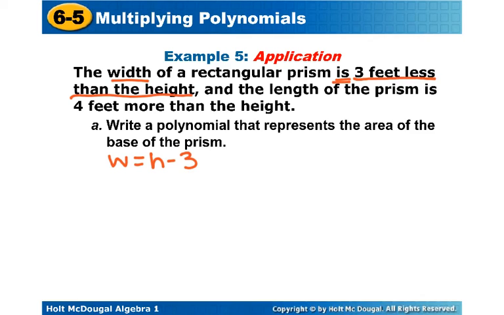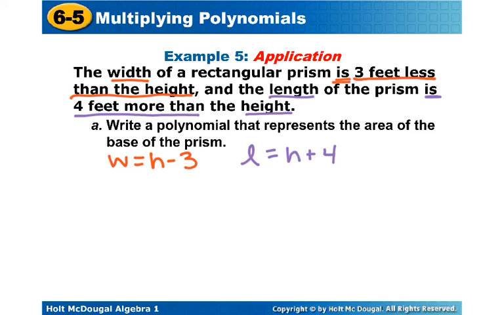And then I have length is 4 feet more than height. So length is 4 feet more than means add. So I would have h plus 4.